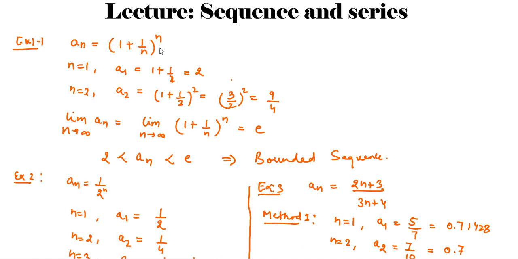An is equals to (1 plus 1 upon n) to the power n. If we take n is equal to 1, we'll get the first term of the sequence. Here when we put n is equal to 1, we get 2. ठीक है, जब हम n is equal to 2 put करेंगे, we'll get the second term of the sequence, which is 9/4. Now look at the terms of the sequence. See, first term 2 है, second 9/4 है, which is greater than 2.